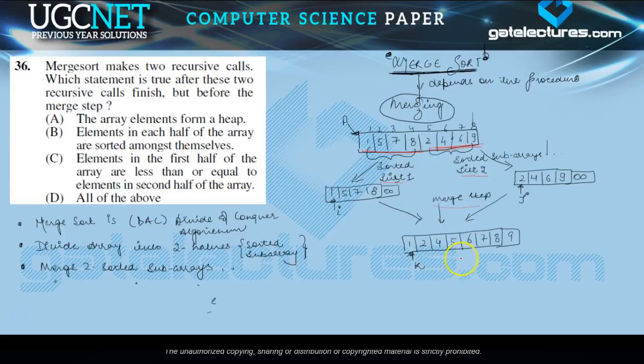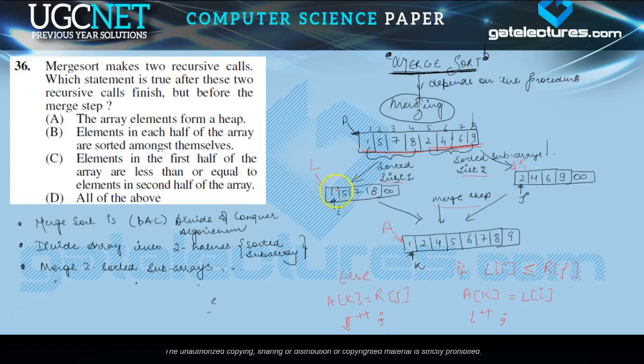We use, let's say this is the list L, and this is list R. If Li is less than or equal to Rj, then Ak, let's suppose it is an array A, then Ak is equal to Li, and we increment i++. Else Ak is equal to Rj, and we increment j.